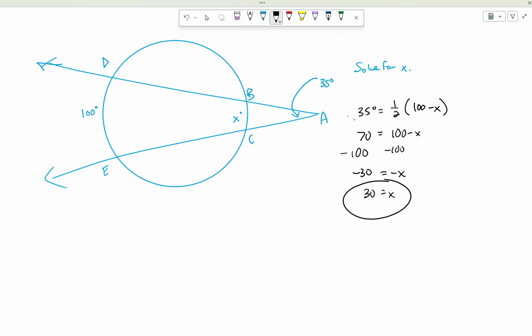All right. 2 more examples for you guys. And it's going to be involving the same angle relationship. And there are 2 ways to look at tangent tangent for us. Okay. Here we go. We're going to take circle R.